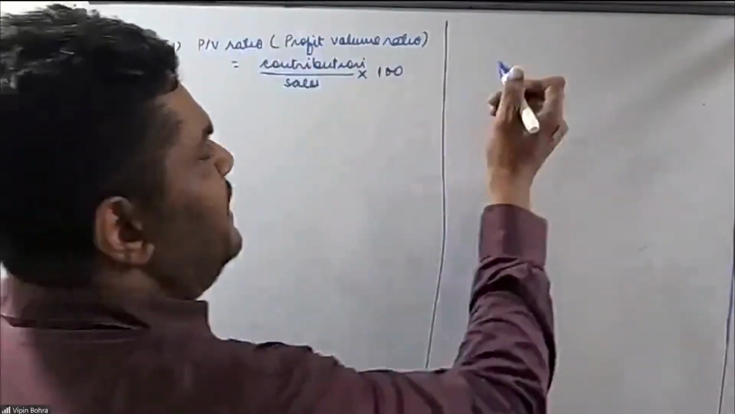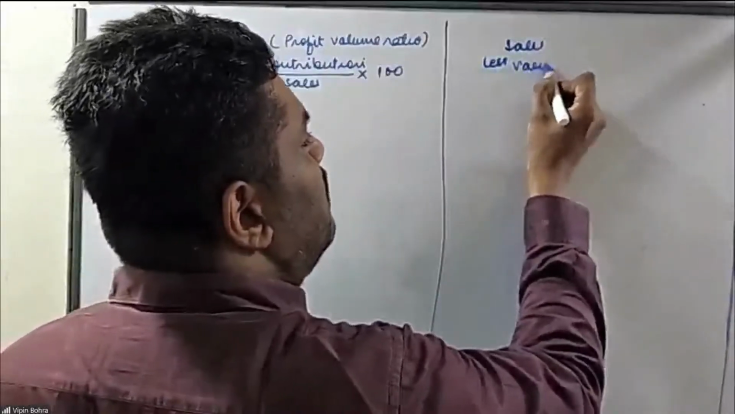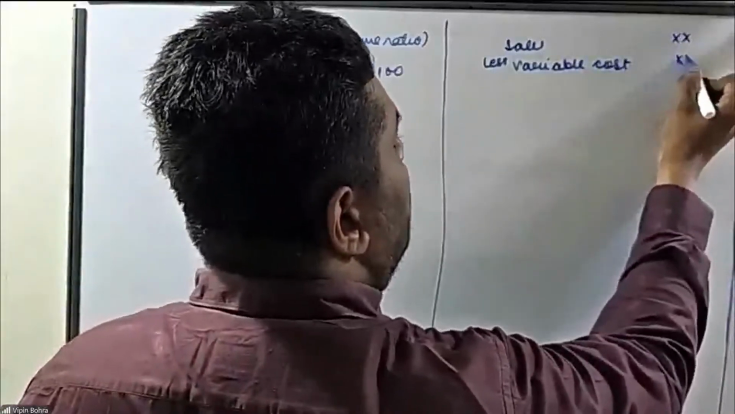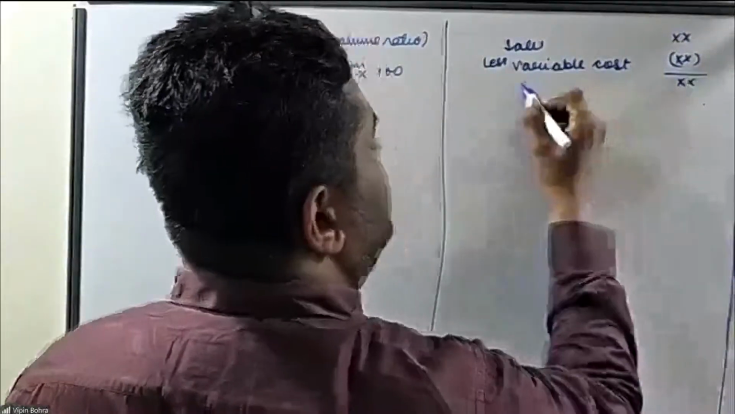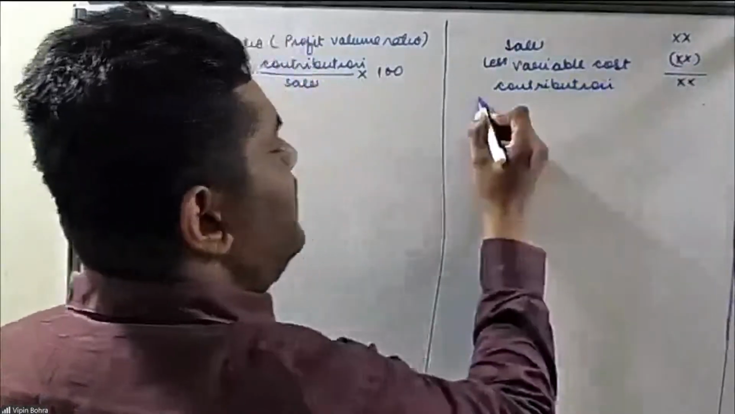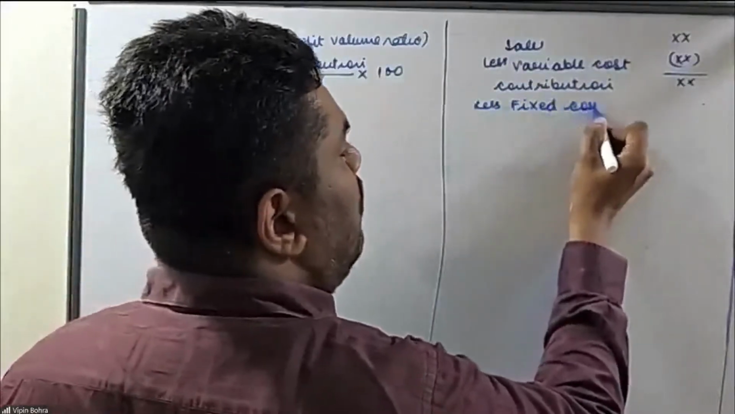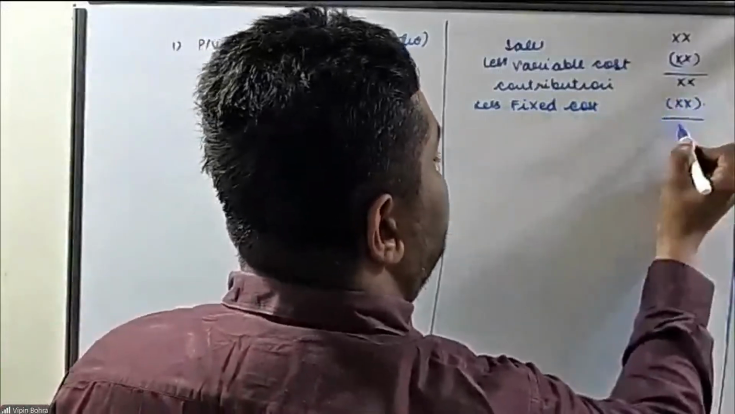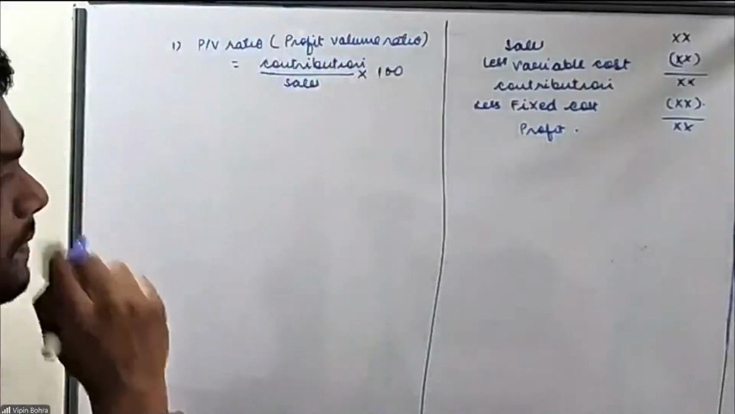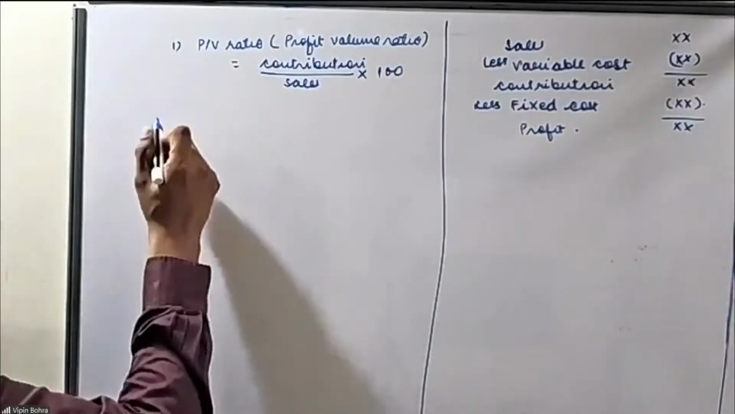When talking about contribution, again, this chapter is based on 5 elements, that is sales, less variable cost, we will get contribution. Further, if we subtract fixed cost from contribution, we will get the final figure, that is profit. So this is how contribution and profit is calculated, and this is how the PV ratio is calculated.